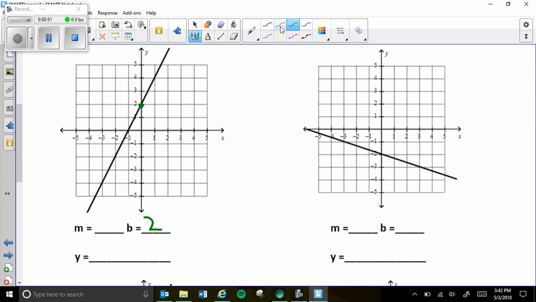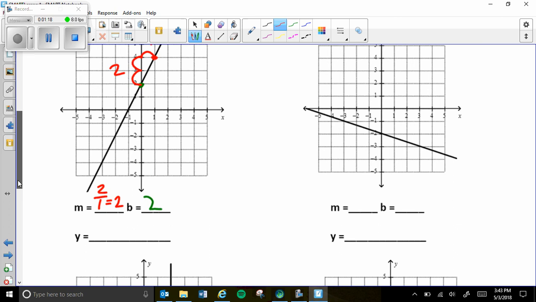Then we need to identify another point to figure out the slope. I'm going to pick this point here. I see it crosses through a corner. Remember, you don't want to just pick any random point on the line. You want to pick one where it crosses a corner on the grid. Then I figure out slope using rise over run. I see up 2 and then over 1. So my slope is 2 over 1, or just 2.